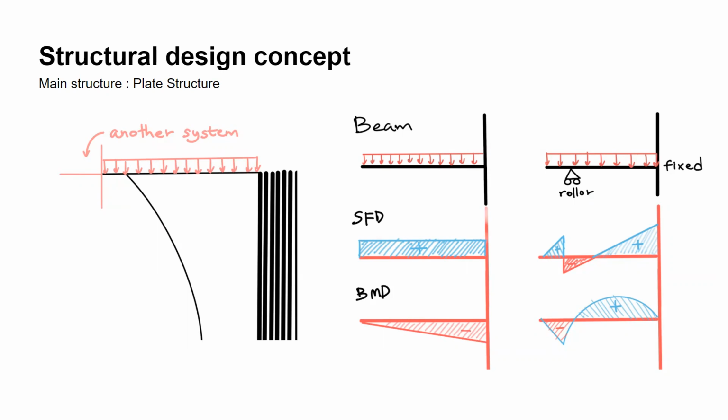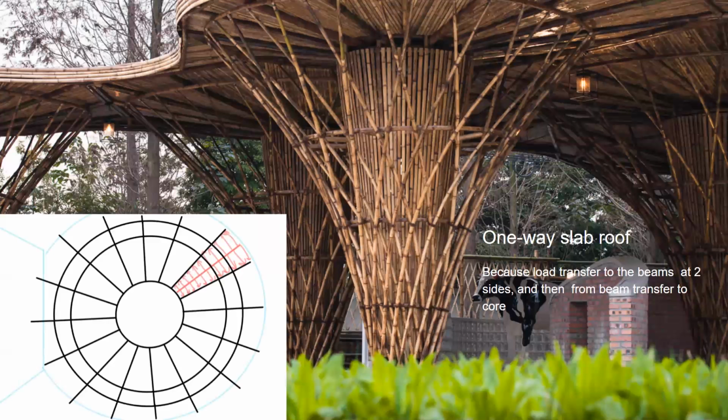that has a support. For the core, many pieces of wood are tied up together to be the column in the middle to resist buckling failure by using wood materials. And for the one-way slab roof, we think that the load transfers to the beams at two sides and then from the beams to the core.